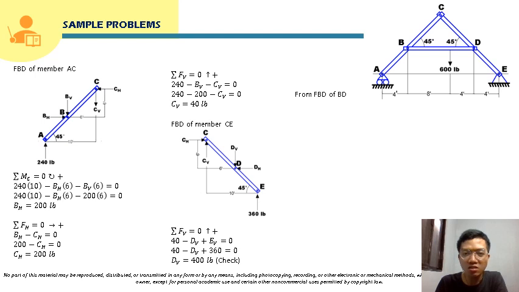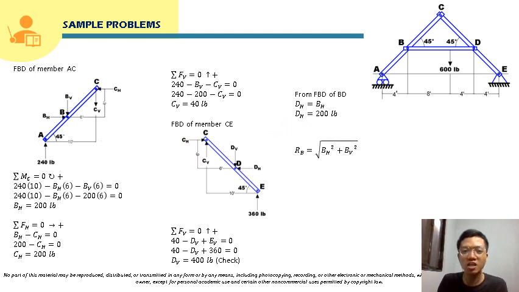Okay, so also from the free body diagram of BD, we already know that DH is equal to BH. So DH will just be 200 pound. Also here, actually, if we sum of forces horizontal from this free body diagram of member CE, that will just be DH is equal to CH. And we know that CH is 200 pounds. So basically, DH is really 200 pounds. So we can use that for checking also.